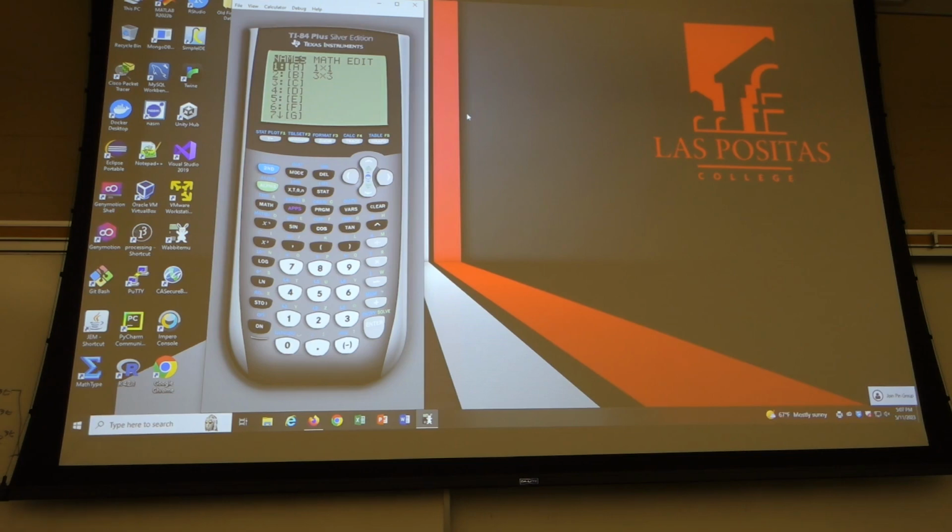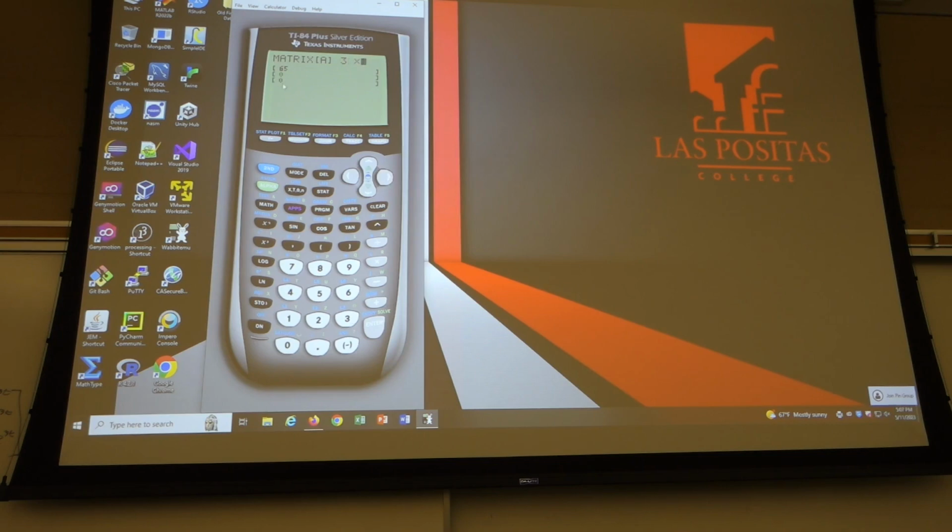Right, so don't mess with the names. Just go over to edit, and hit enter on A. Again, second, and then down to matrix, and then arrow over to edit. This is a 1 by 1. Everyone see that? I don't want a 1 by 1. What do I want? 3 by 3. So your row first, 3 by column.